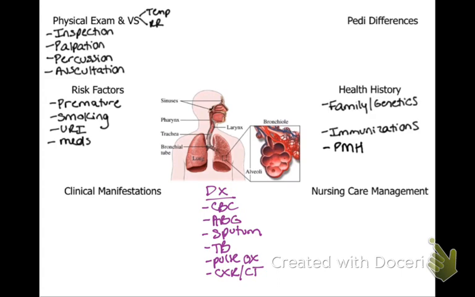A CT, if we do see something on a chest x-ray that we're concerned about, or we want to follow up further, then we can get a CAT scan of the chest, and that would give us a more detailed vision of what's going on.